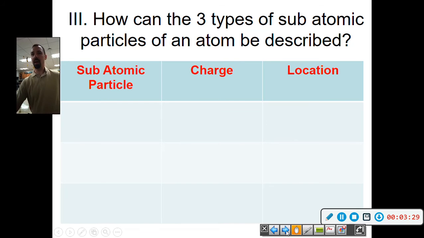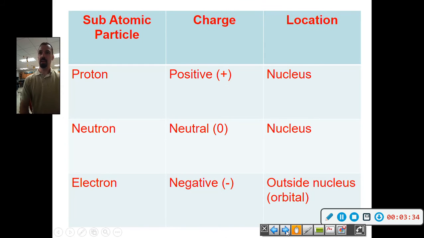Okay, now how do we actually describe these three subatomic particles we just talked about? A proton is a positive charge, and that's found in the nucleus. Neutrons are neutral. Some people mix that up with negative charge. Be careful. Neutrons are neutral. And the nucleus is where they're found also. And electrons are negative, and again, outside the nucleus in the area called the orbital or the shell. All right, so that was the term that also can be used for the outer part of the atom.